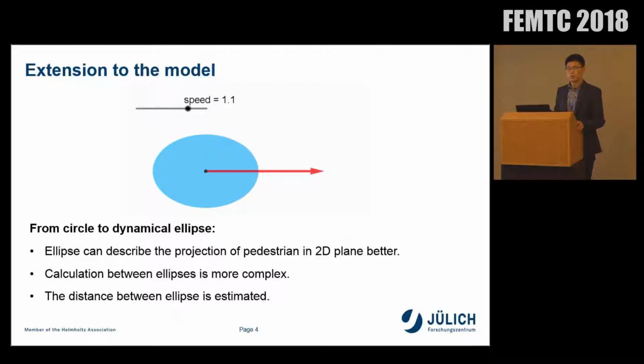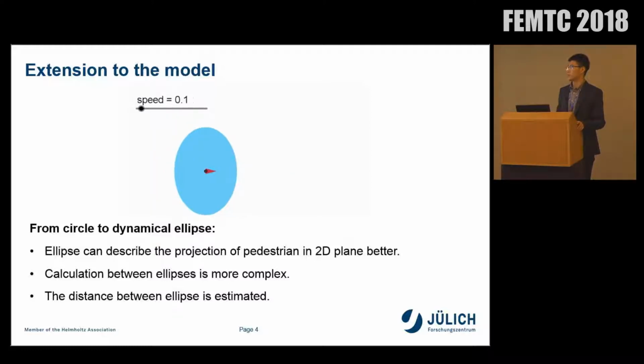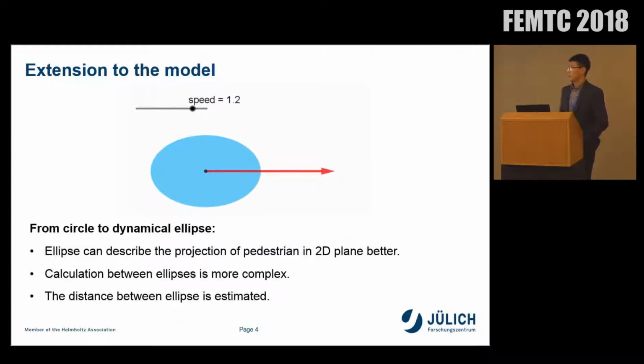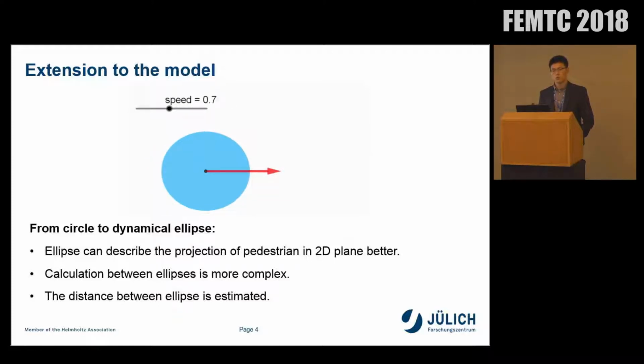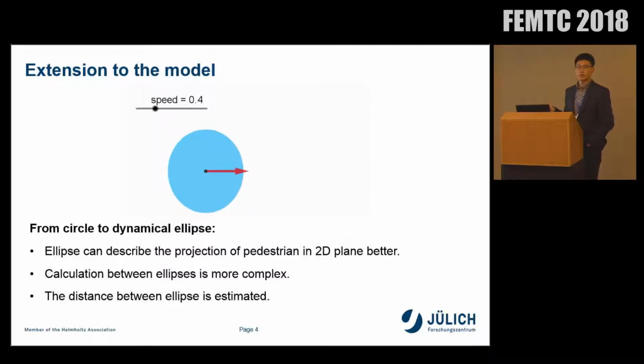In the original model, a circle with constant radius is used to represent the pedestrians in the simulation. But we know that the area pedestrians occupy changes with the change of speed. So in this video I use a dynamical ellipse to describe the projection of pedestrians on the two-dimensional plane. The red vector is the moving direction of the pedestrians, and we can find that with the changing of speed, the shape of the pedestrians changes too.